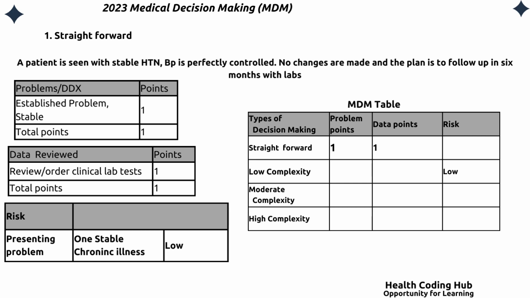Now we calculate. The established problem is 1. So our problem diagnosis is 1 point, and the data reviewed, ordering a clinical lab test, is 1 point. The risk of the presenting problem is 1 stable chronic illness, so our risk will lead to low. Using the MDM points table to determine the level of MDM, since only 2 of 3 dimensions are required, this would add up to straightforward medical decision making.